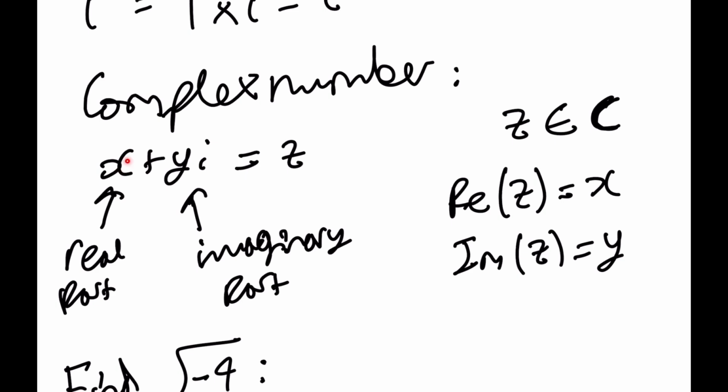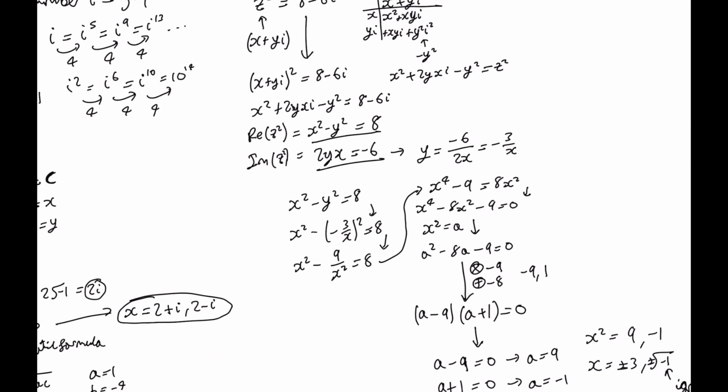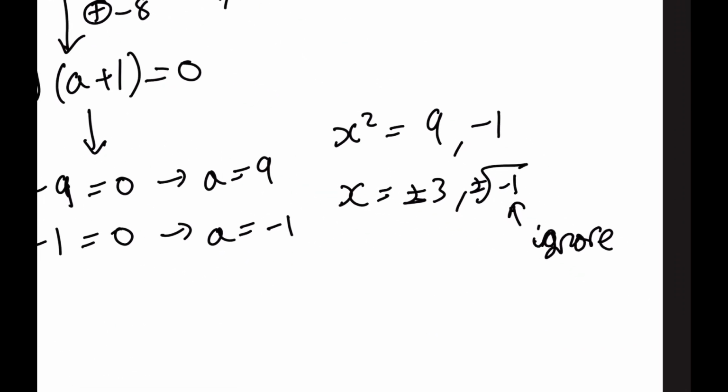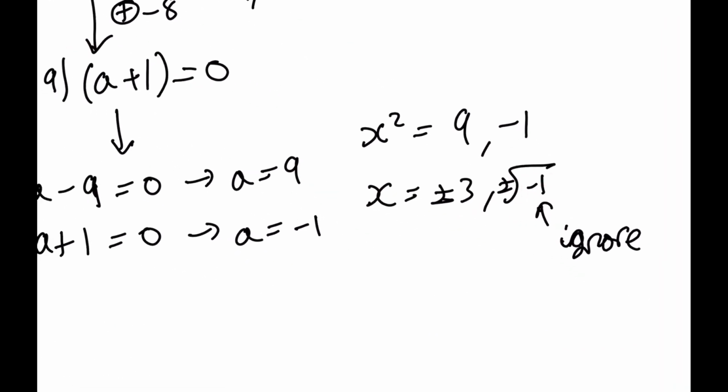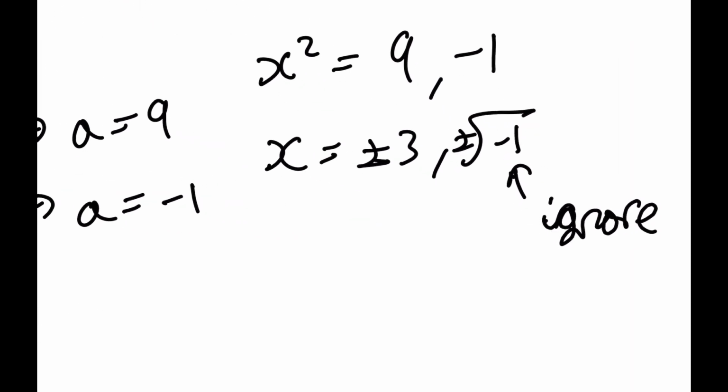So x has to be a real number and y is a real number. Because one of our values for x is imaginary, we can just ignore it because it's not a real number. They have to be real in the complex form. So we found our value for x could be plus 3 or minus 3.